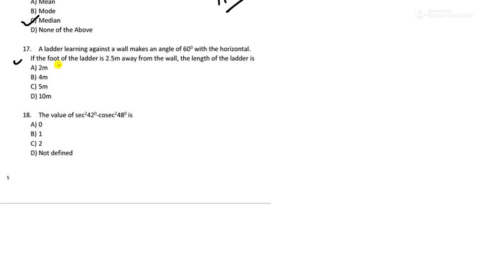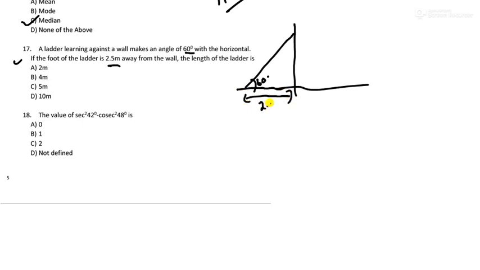The next question is, a ladder resting against a wall makes an angle of 60 with the horizontal. So this is a wall, and there is a ladder over here. It makes an angle of 60 with the horizontal. If the foot of the ladder is 2.5 meters away from the wall, what is the length of this ladder? You have to find this value. So how are you going to find it? This is theta, this is opposite, this is adjacent, and this is hypotenuse. Which trigonometric ratio involves adjacent and hypotenuse?